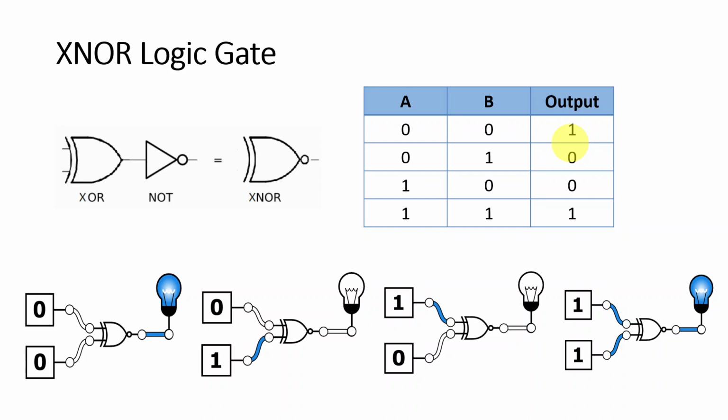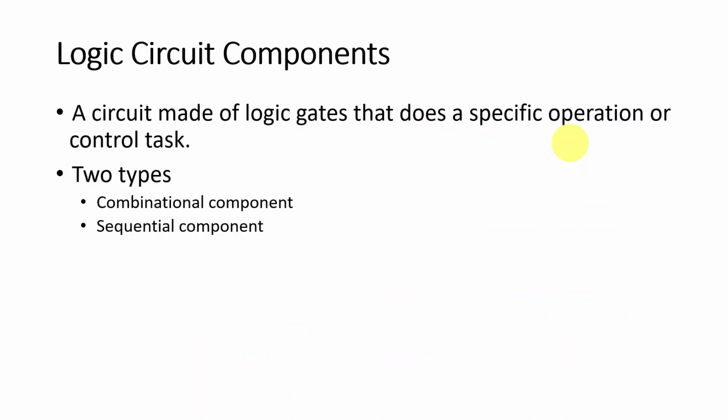So we can combine these logic gates to create logic components. We call them logic circuit components. By simply using AND, OR, XOR, yes, we can make some useful things, but when we combine these logic gates together, we can create useful reusable components, and we call them the logic circuit components.